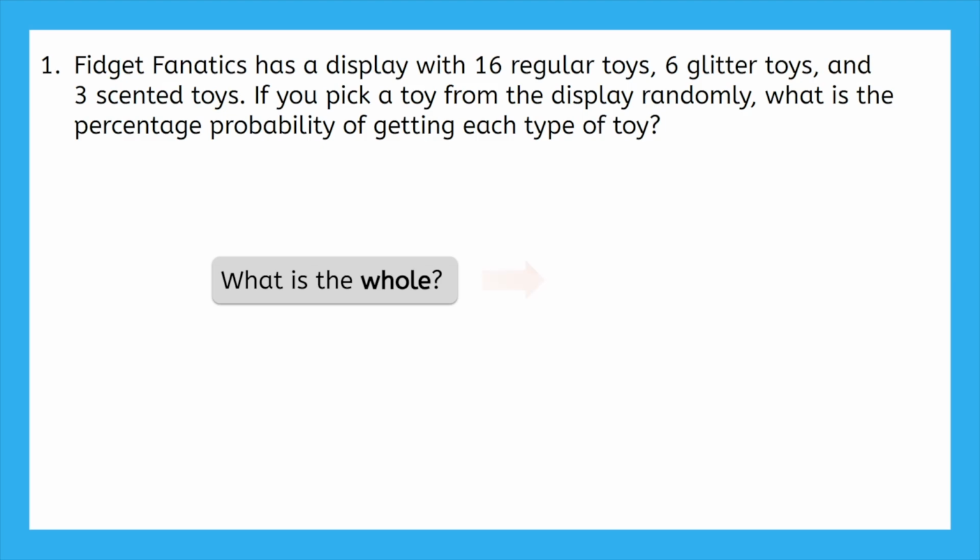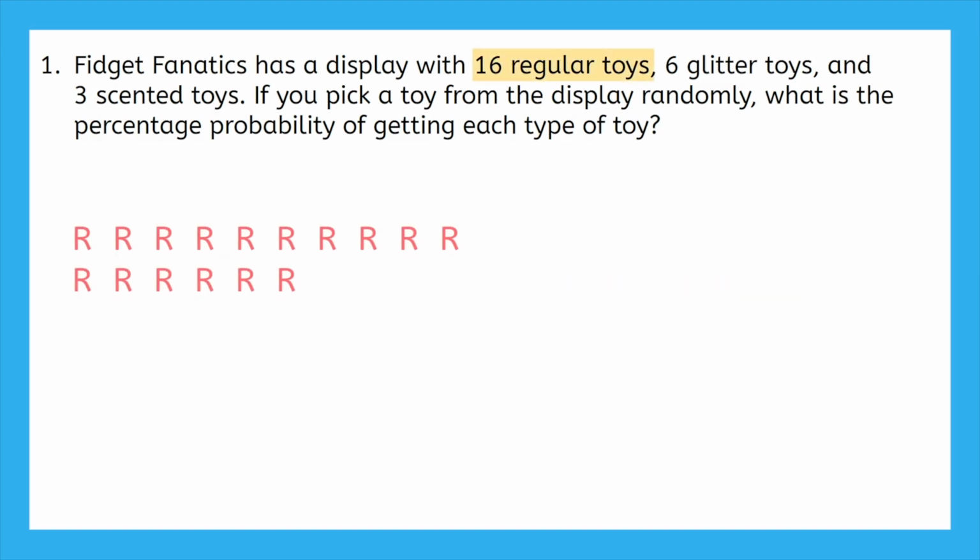The whole is all of the possible toys that can be randomly picked. But how many possible toys are there? I'm going to make my own visual to help me with this. I know that there are 16 regular toys, so I'll represent each of those with an R for regular. So that's 16 total R's. I can keep going using 6 G's to represent glitter toys and 3 S's for the scented toys.